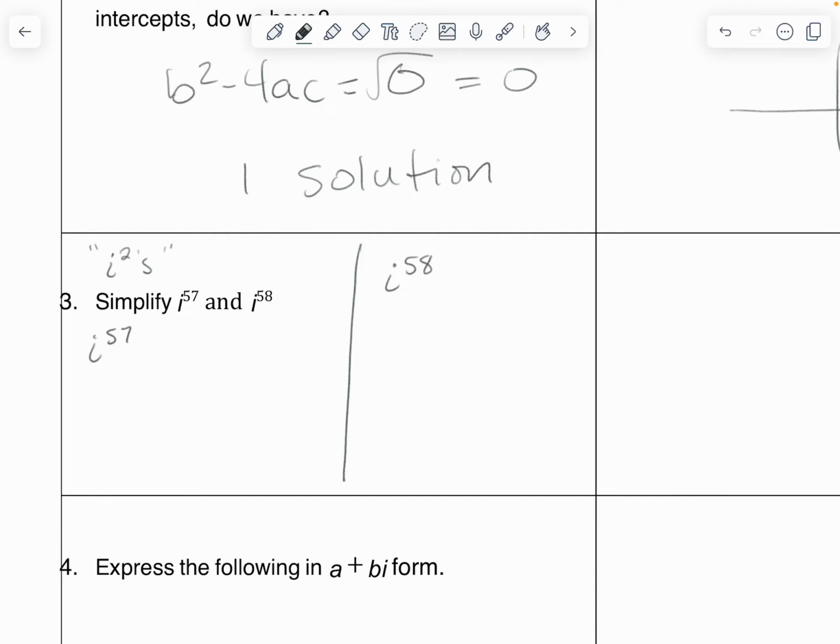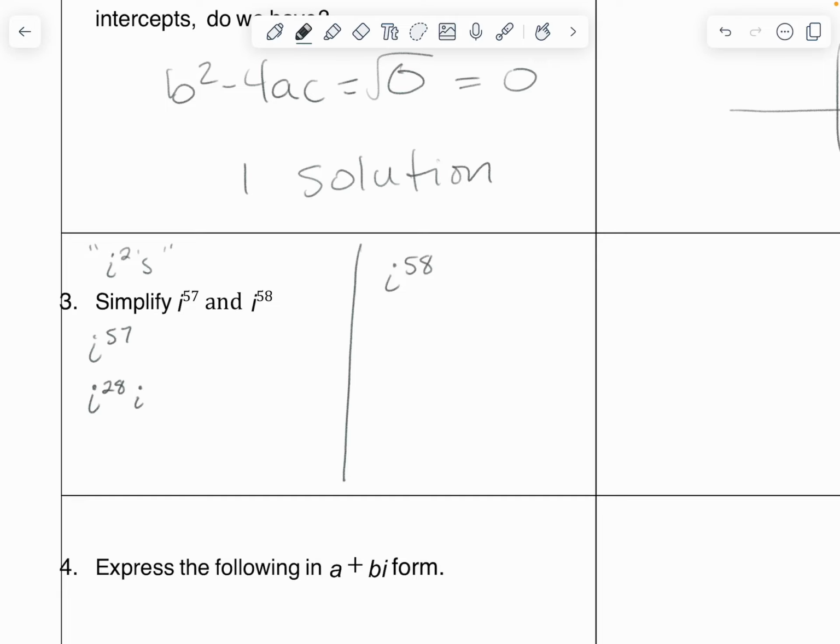Well, I know 25 i squareds will get me to 50, 26 i squareds will get me to 52, 27 i squareds. So what's an easy way to do that? Well, an easy way would be to divide by 2. If I take 57 and divide it by 2, what do we get? Or 56 divided by 2. So there's 28. So we have 28 i squareds.